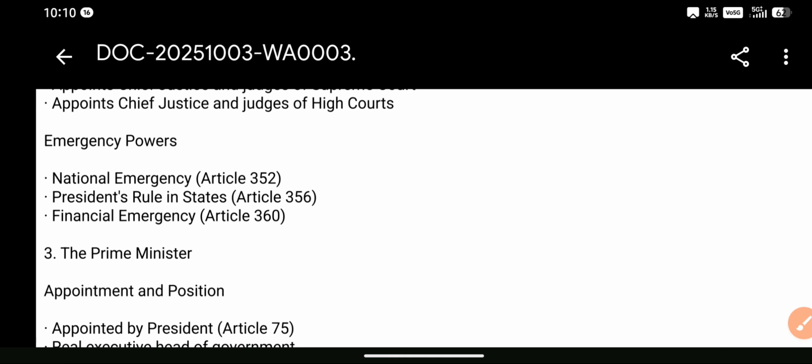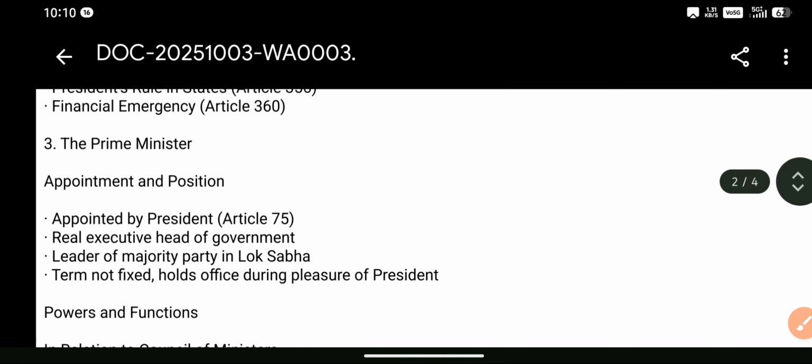Emergency power. National emergency, Article 352. President's rule in states, Article 356. Financial emergency, Article 360. The Prime Minister.